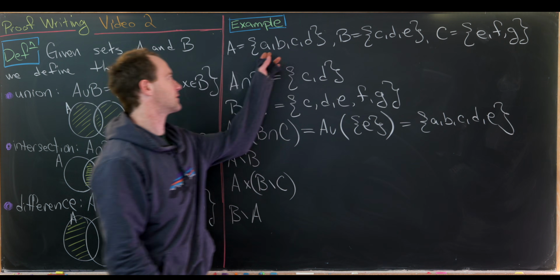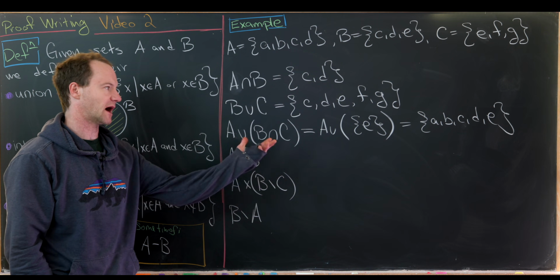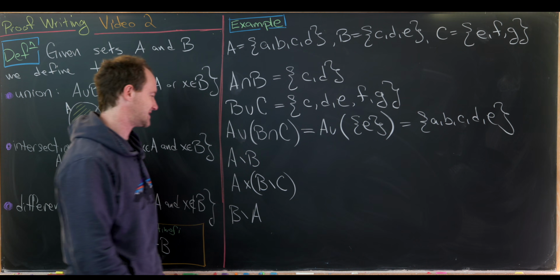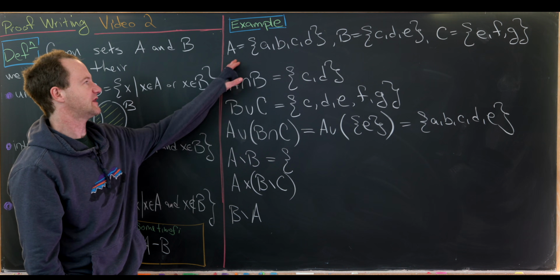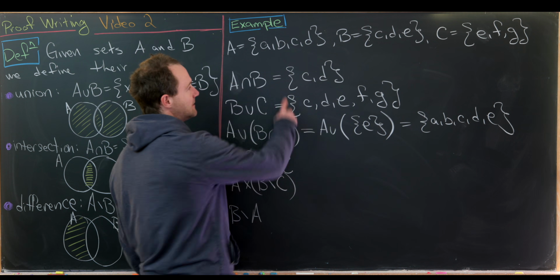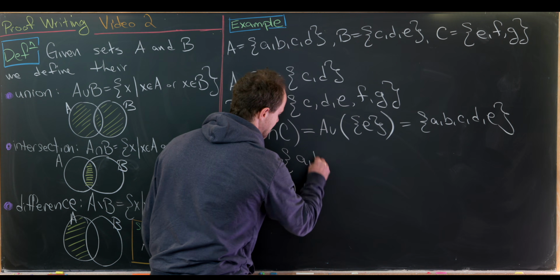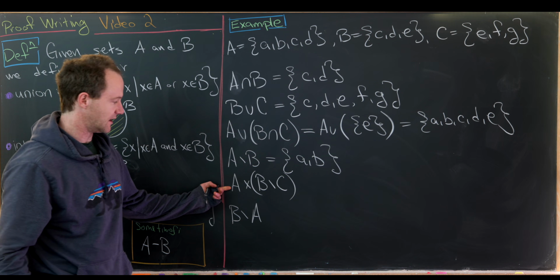We get the first four from the set A, and then the last one from our intersection. Now let's look at this set difference, A minus B. There we're looking for everything in A that is not in B, but that clearly is just little a and little b.